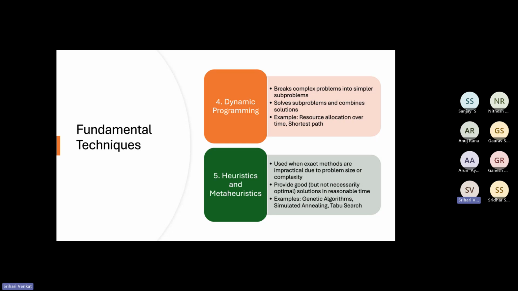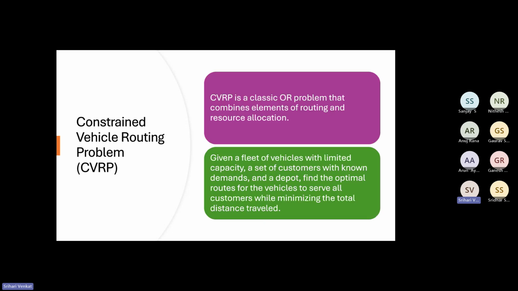So with these basics, I think we can go to the vehicle routing problem. What we are going to discuss is a constrained vehicle routing problem. The constraint here is the load, like capacity, how much load a vehicle can carry. So this is how we can define the CVRP.